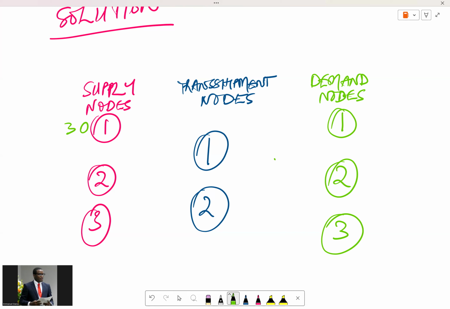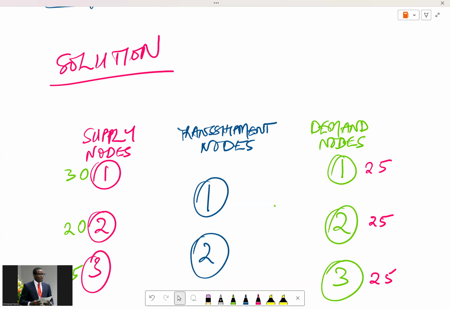Supplier two can supply 20. Supplier three can supply 25. That's what we have from the table. Then we have the demand nodes. The first destination is demanding 25. The second, each node is taking 25 basically. That's what we have.